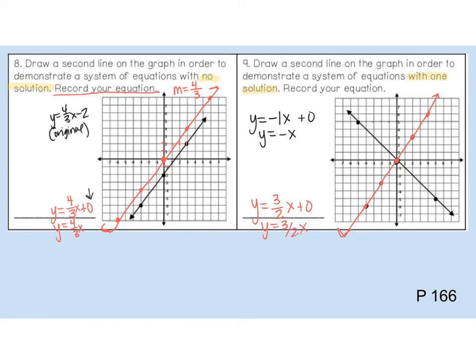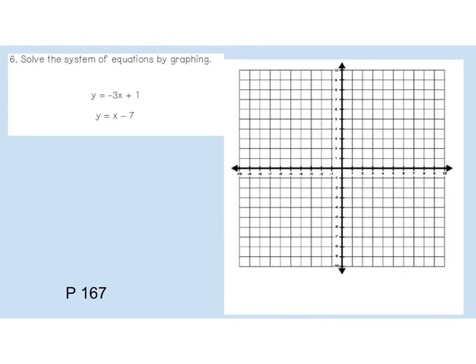And you could have made basically any equation as long as it had a different slope than our original -1, because any other slope would have given us a solution to this graph. Here's another one to practice solving by graphing. We already noticed that they have different slopes, so there's definitely going to be one solution.